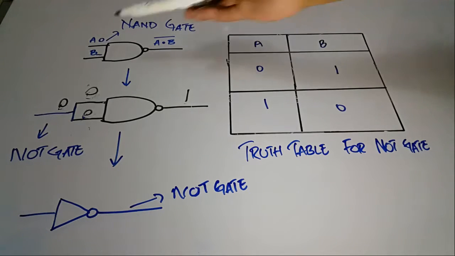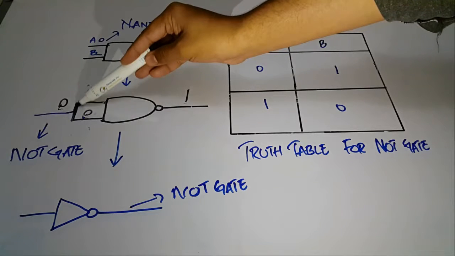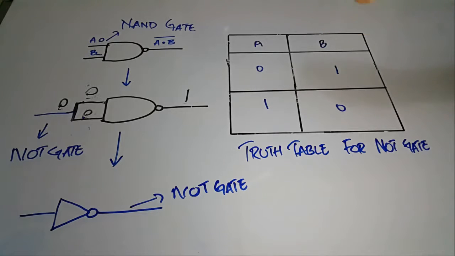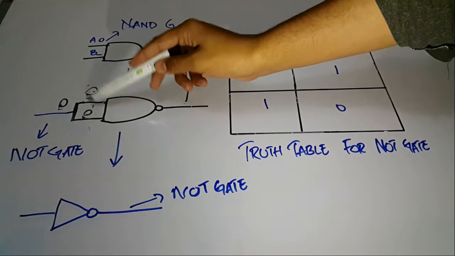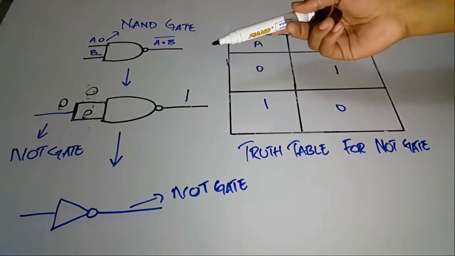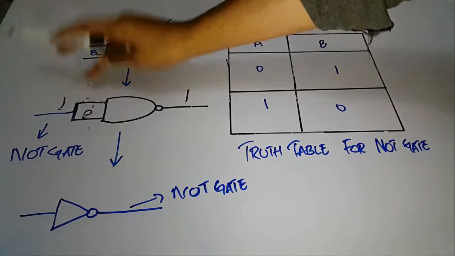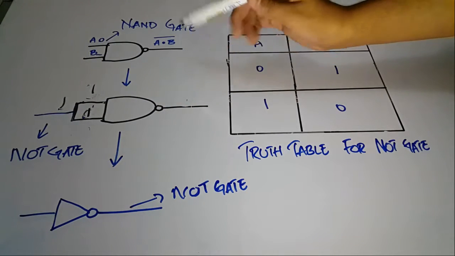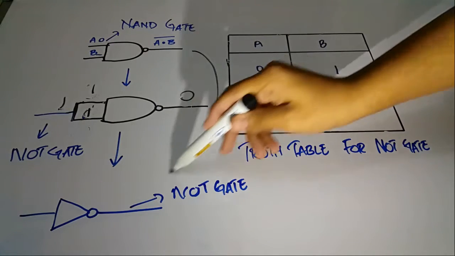In the case of the NOT gate, we will join both inputs and it becomes a single input A. If we give it 0, both inputs would be 0, and it is going to invert, which is the property of the NOT gate, so the output will be 1. If the input is 1, both of them become 1, and the output would be 0, which is the property of a NOT gate. So basically, by using this one gate, we will achieve this other gate.